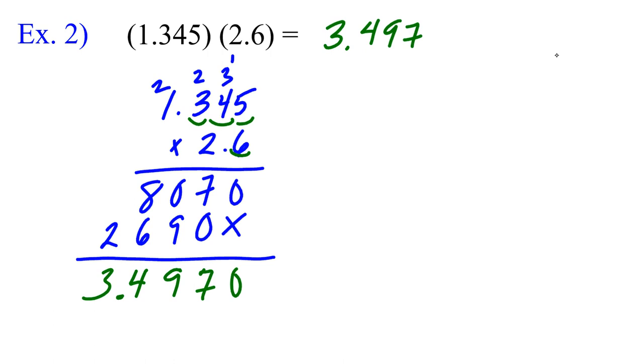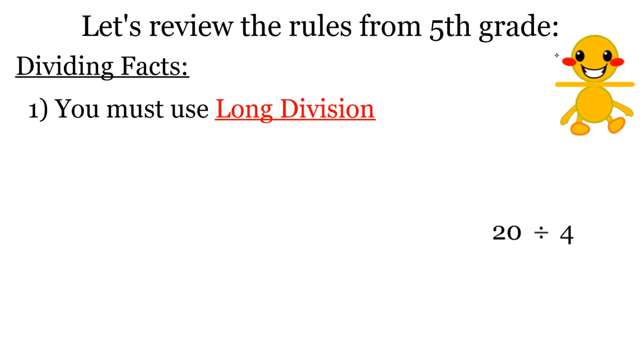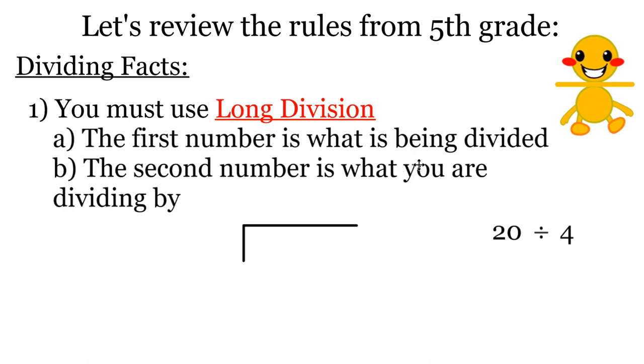So that's multiplying. So let's review the rules from fifth grade for dividing. Now, the trick about dividing is that we have to use long division. So the first number is what is being divided, and the second number is what you're dividing by. So when we have something like 20 divided by 4, we would take that first number, which would go inside, and the divisor would go outside because I want 4 groups. I want 4 groups out of the 20. How many would I have in each group? And we know that 4 goes in 20 5 times because 20 divided by 4 is 5. So we can see where our placement is.